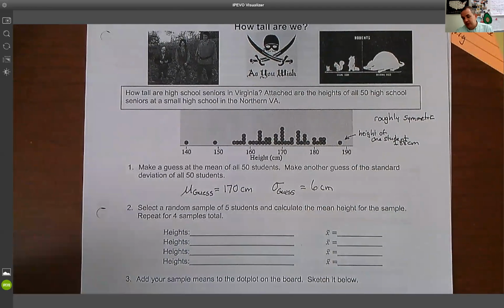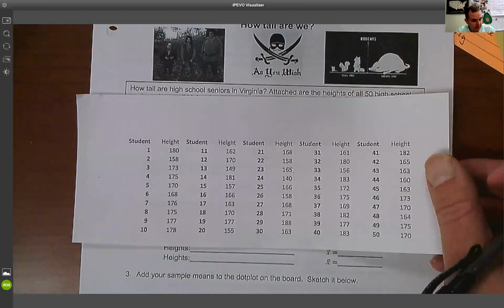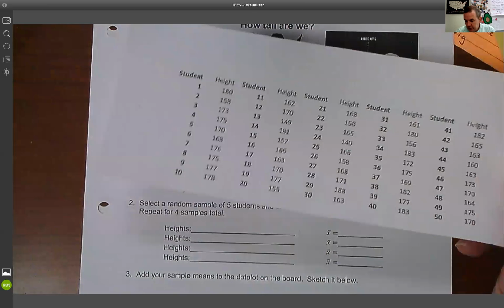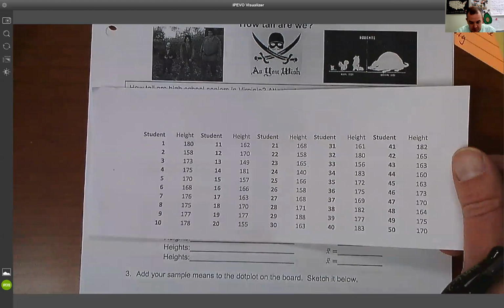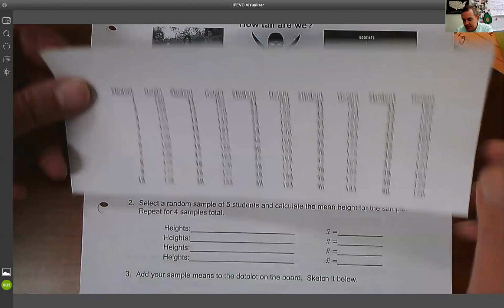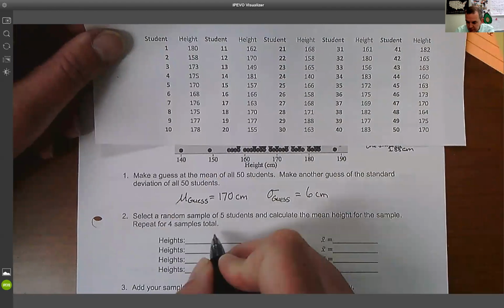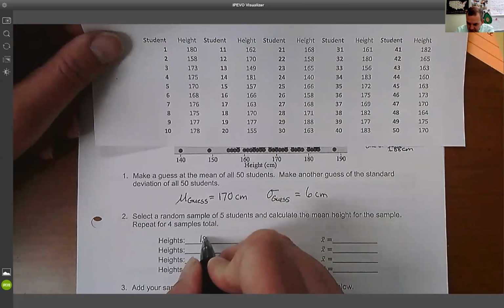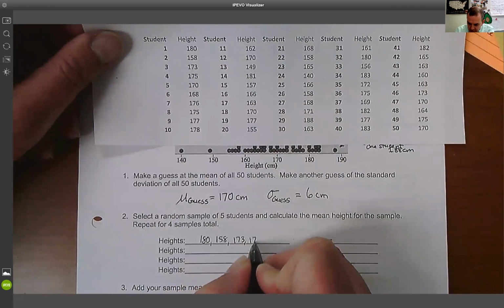What we did in class is we took this sheet right here. It's 50 heights. We took 4 samples and got the average height of those 4 people. It could vary. So let's say, for example, we just so happen to get persons 1, 2, 3, and 4. So we got 180, 158, 173, and 175.